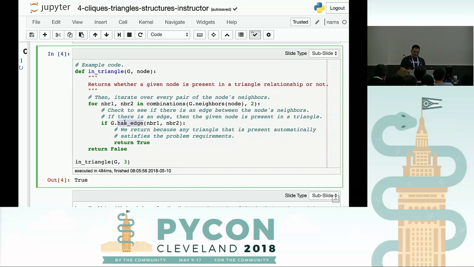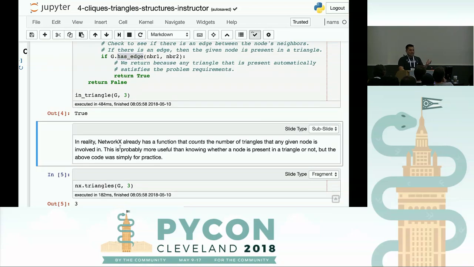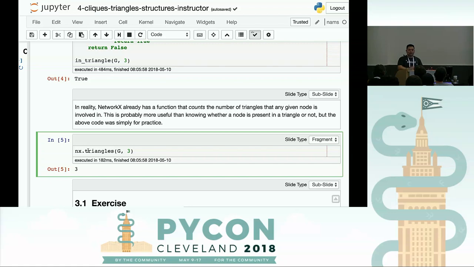So this is an example code that shows how that's done. There is a nice little class method called g.hasEdge. It says, okay, is there an edge between these two nodes? And what's really cool is if I start with a given node and I just iterate over the pairs of neighbors, then I can figure out which sets are inside a triangle relationship. Now, again, I've skipped over this and intentionally not made this an exercise because NetworkX already has a function that returns the number of triangles that a given node is involved in. All right? Therefore, you can do a Boolean on that, right? If g.triangles returns 0, then it's false. It's not in a triangle relationship. And if it's not 0, it is true. It is in some triangle relationship.